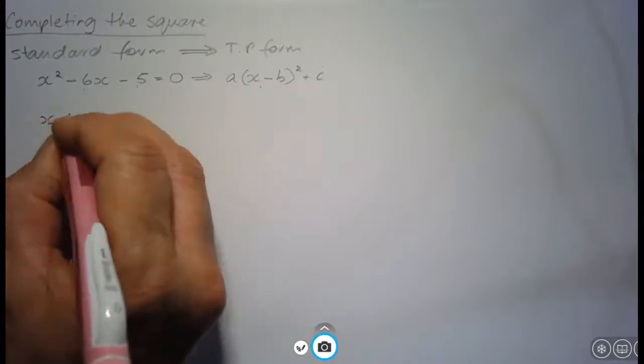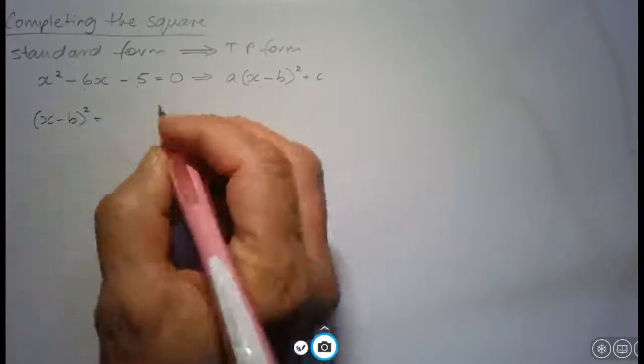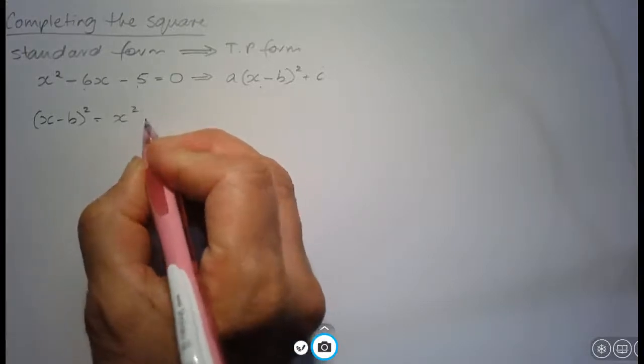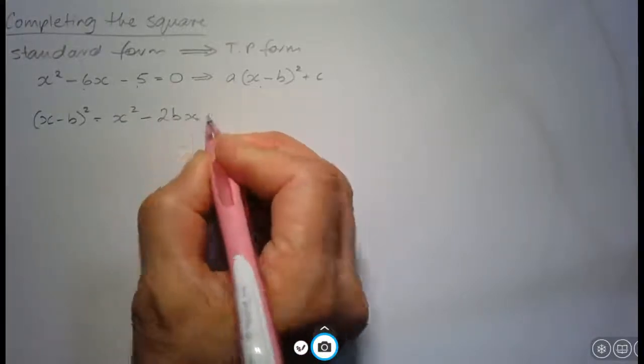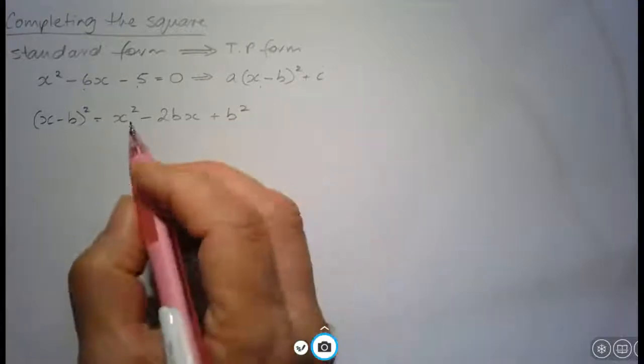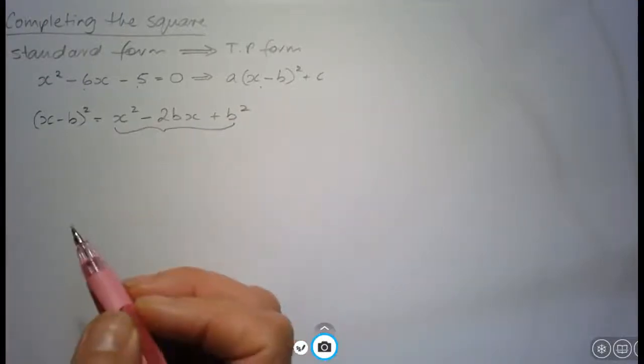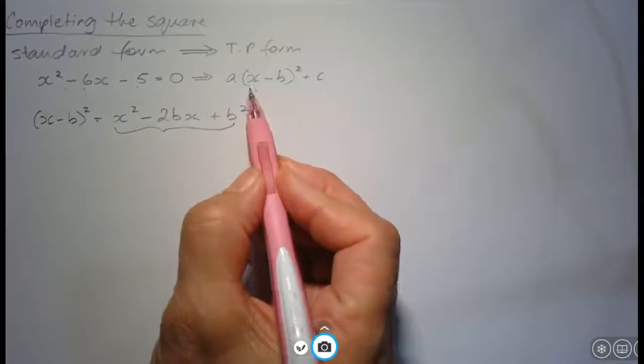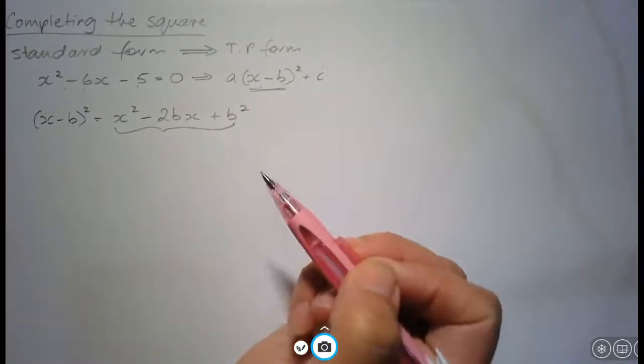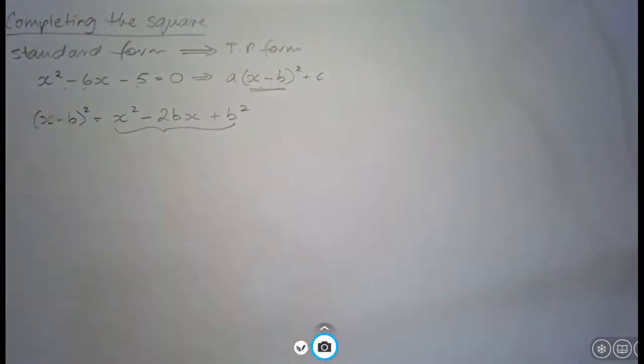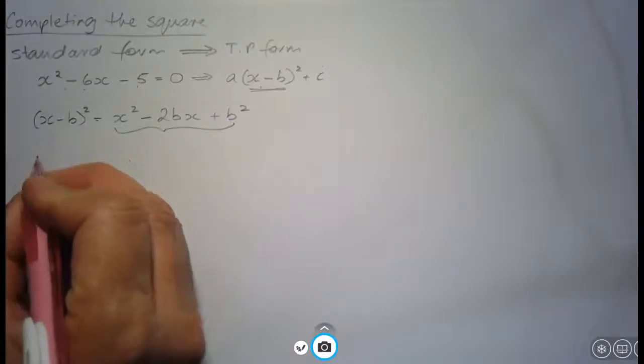So say I've got (x - b) squared. If I expand that out, it's going to look like x squared minus 2bx plus b squared. And we're going to use this knowledge to be able to convert that into a turning point form which involves a perfect square. So let's have a look at what we've got.